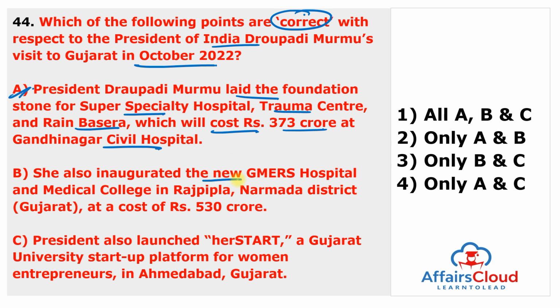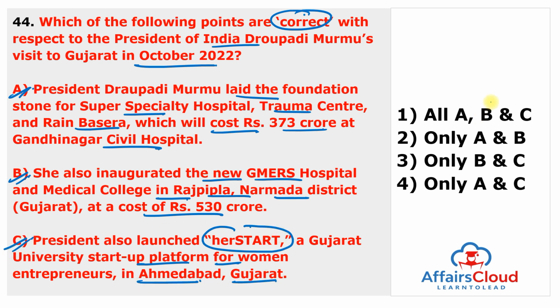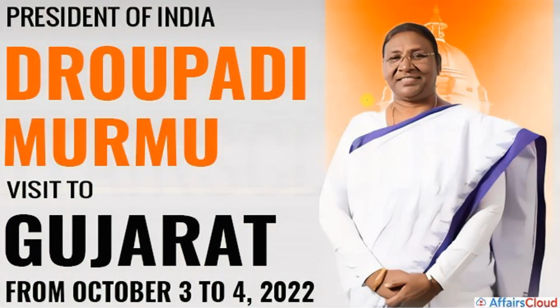She also inaugurated the new GMERS Hospital and Medical College in Rajpipla in Narmada district at a cost of 530 crore rupees. And this is inaugurated via video conferencing. This statement is also true. President also launched Her Start, a Gujarat University startup program for the women entrepreneurs in Ahmedabad, Gujarat. This statement is also true. So all the statements are correct. So answer of this question is all A, B, C.